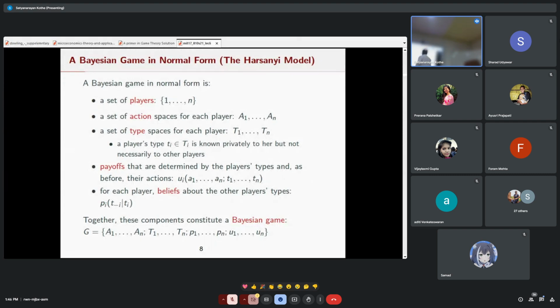Okay. So I was talking about Ti. Ti is an element of Ti. So if I am talking about T1 as an element of T1, then it is the type of player which is of the set T1. A player's type Ti, which is an element of Ti, is known privately to one player, but not necessarily to the other players.